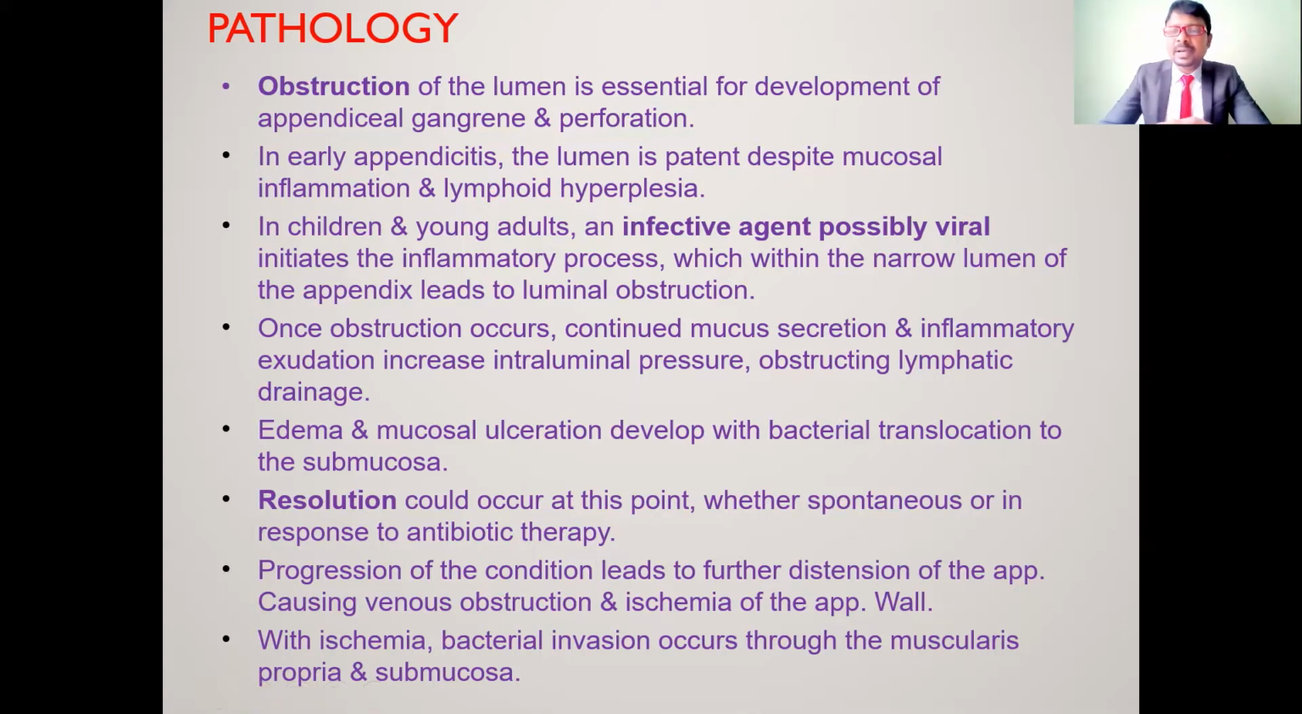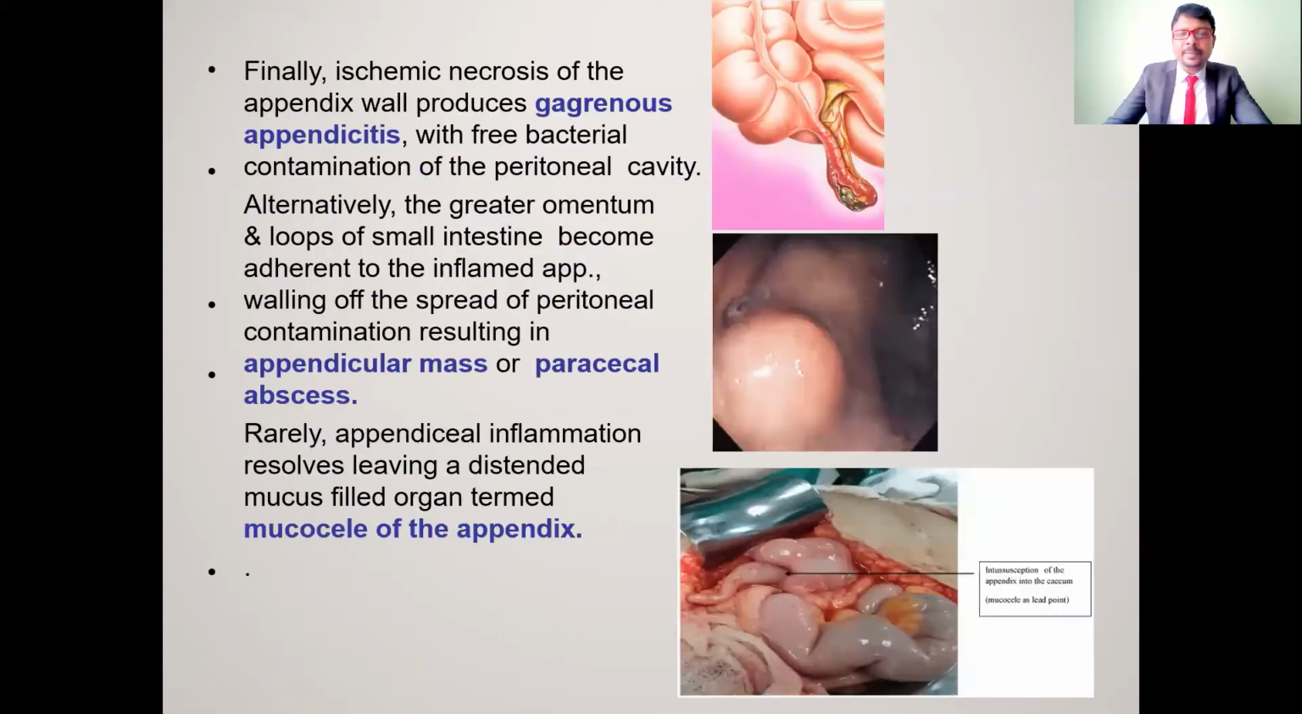Because of the ischemia, one may get gangrenous appendicitis. With the ischemia, bacterial invasion occurs through the muscularis, the propria, and also the submucosa. Because of this obstruction, the supply decreases and it leads to ischemia. Finally, the ischemic necrosis of the appendix will produce gangrenous appendicitis. So any obstruction in the appendicular artery may give a chance to get gangrenous appendicitis.